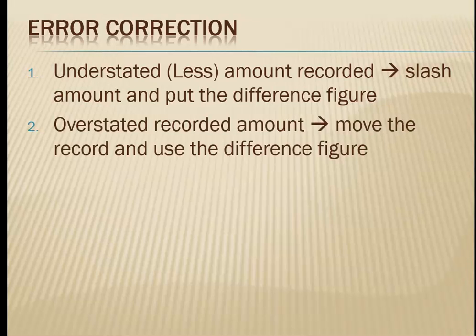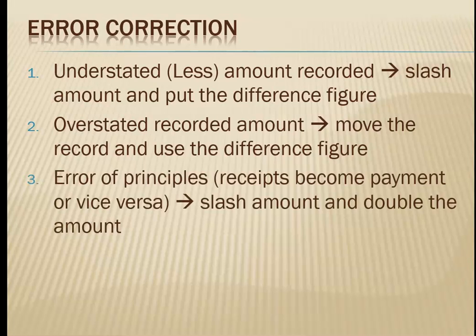If the recorded amount is overstated, you need to move the record from the debit side or add side to the less side, from debit to credit or credit to debit. So you move the place of the record, using the difference figure. For an error of principle, meaning for example a receipt became a payment or a payment became a receipt, you need to slash the amount and double up the figure.